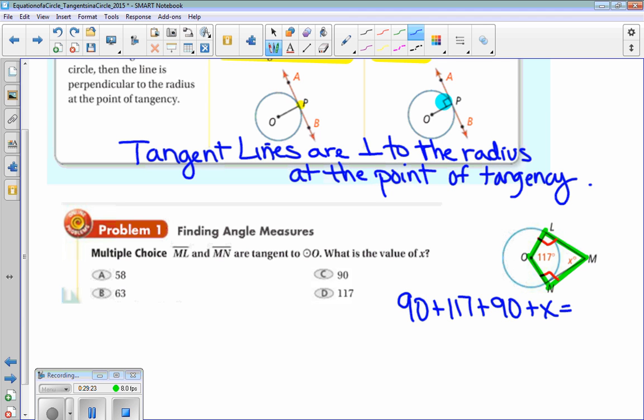Yes, you could do that too, as long as you knew why. Okay, I agree. All right, so what do you get when you do that? 63? That will make it all add up. Okay? So be careful. Look for tangent lines, look for radii.